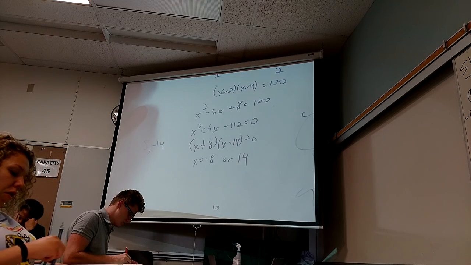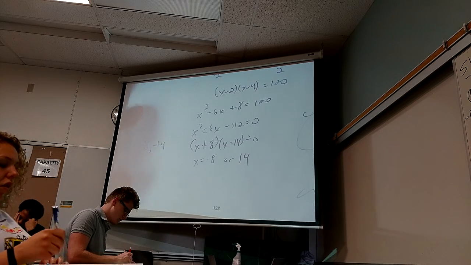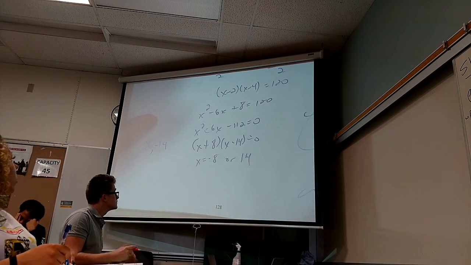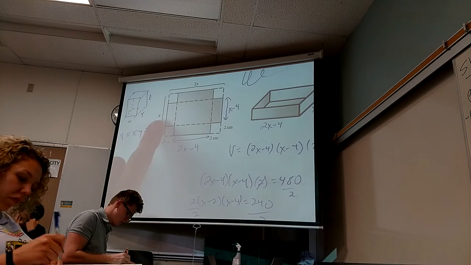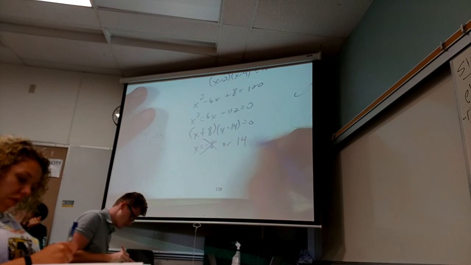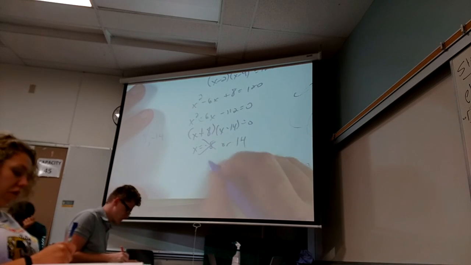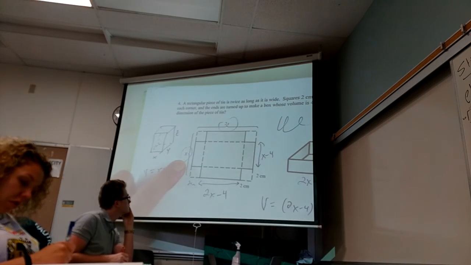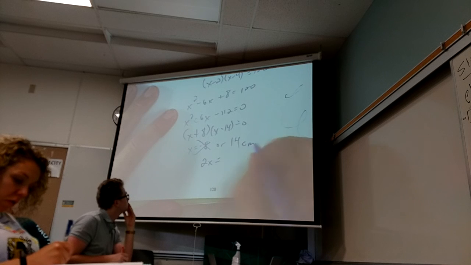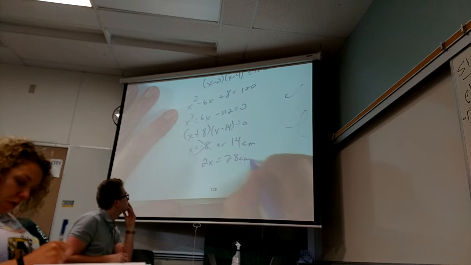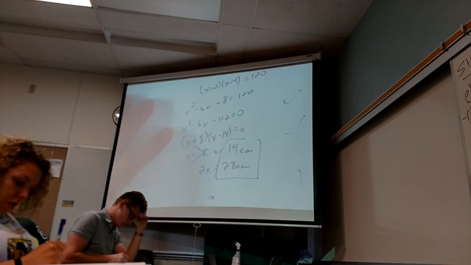What do we do there? Yeah, because it's trying to be a side length, I can't let that be negative 8. So x is 14, and 2x, remember, so it's x by 2x centimeters. So 2x is 28 centimeters. So the tin was originally 14 by 28.